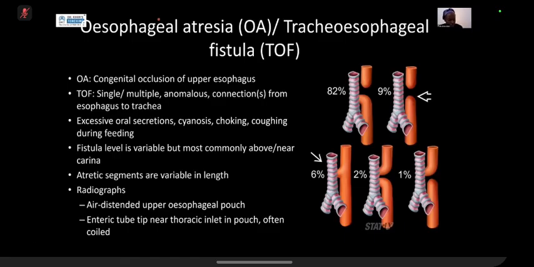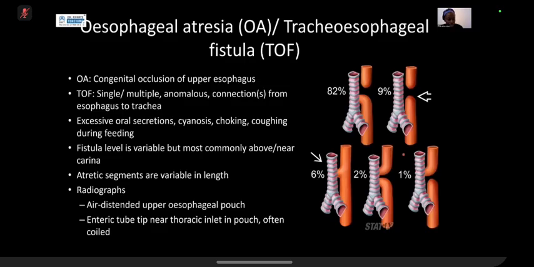So if there isn't a fistula present, we don't see any gas. If there is a fistula present, we do see gas. And sometimes in the H-type esophageal atresia, you don't actually get a true atresia. All you have is a tracheoesophageal fistula. So that's an H-type fistula.